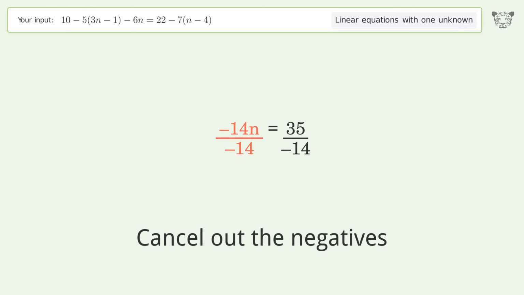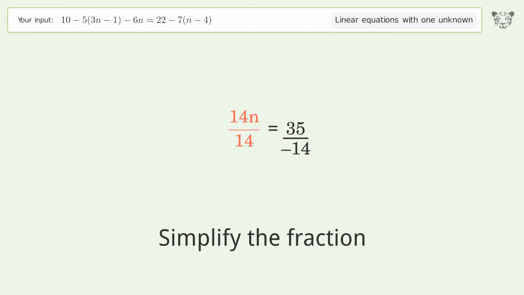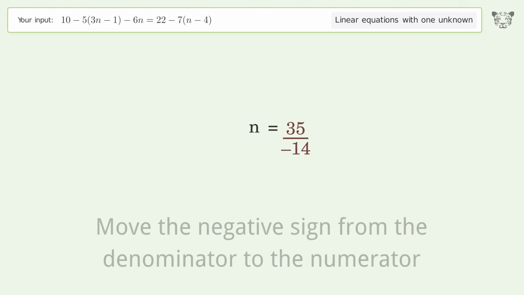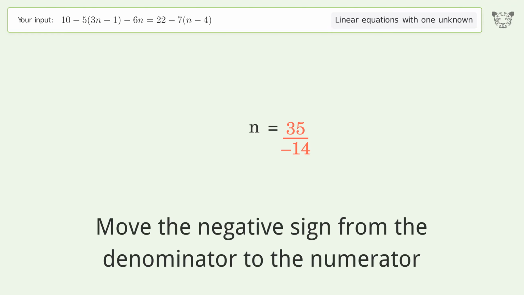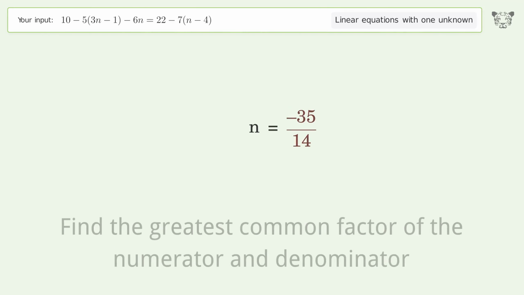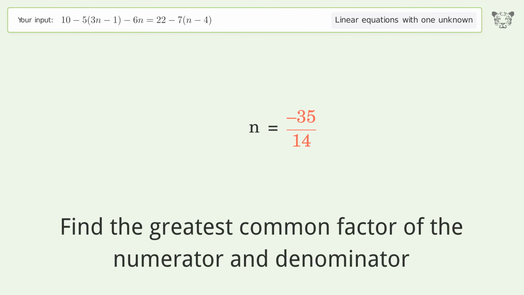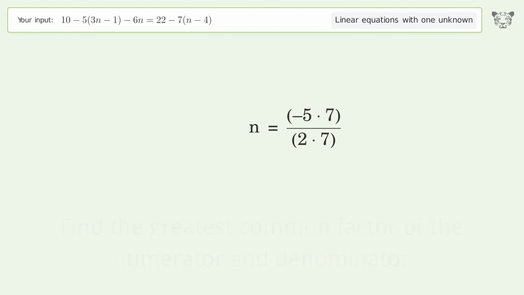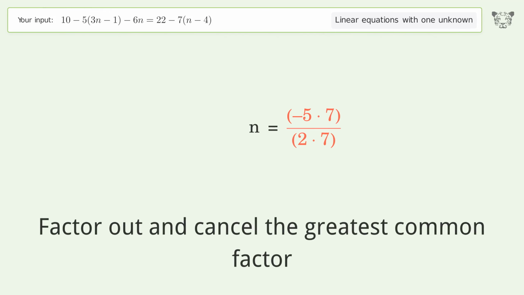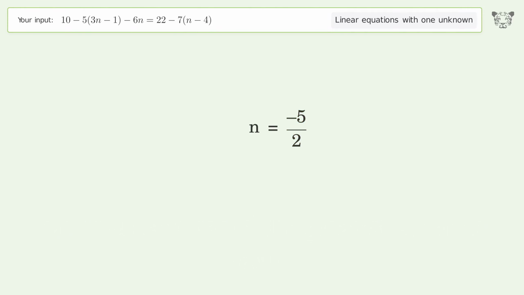Cancel out the negatives. Simplify the fraction. Move the negative sign from the denominator to the numerator. Find the greatest common factor of the numerator and denominator. Factor out and cancel the greatest common factor. And so the final result is n equals -5/2.